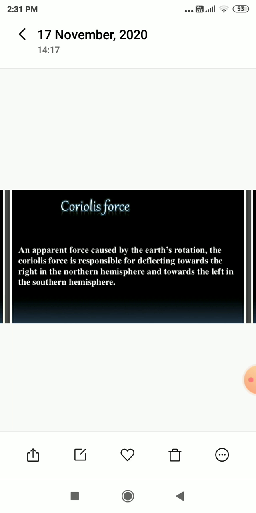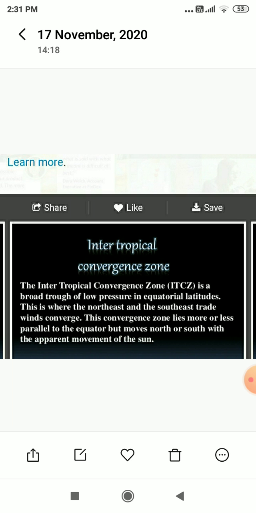Now, the Intertropical Convergence Zone. This zone is a broad trough of low pressure in equatorial latitudes. It means this area is actually wide, a plate-like or tub-like structure of low pressure in equatorial latitudes. This is where the northeast and the southeast trade winds converge.